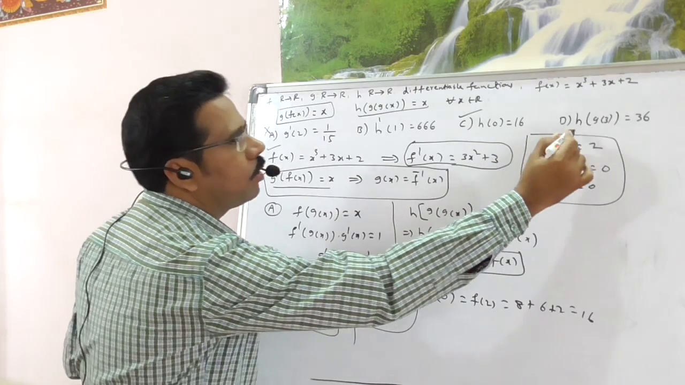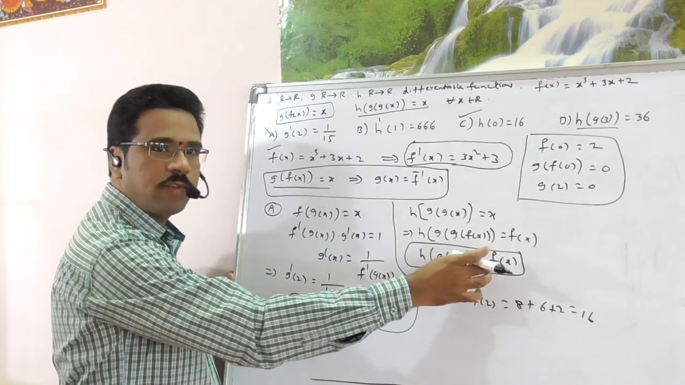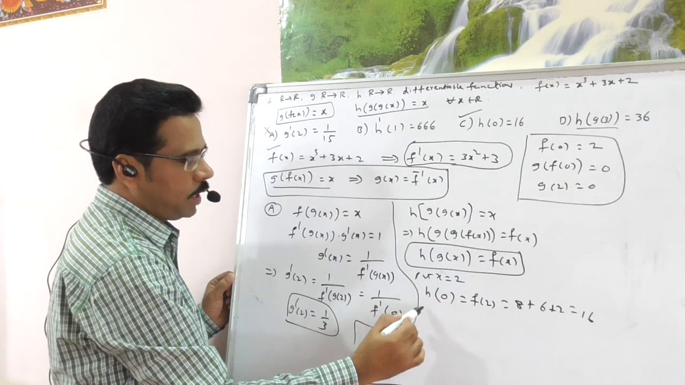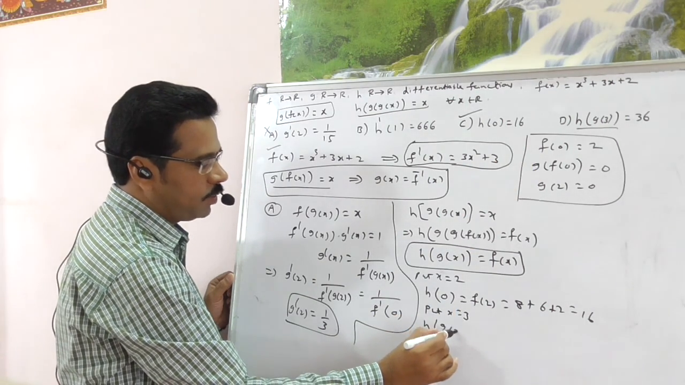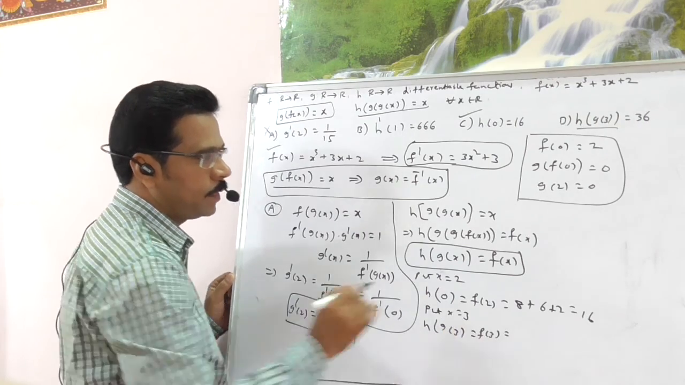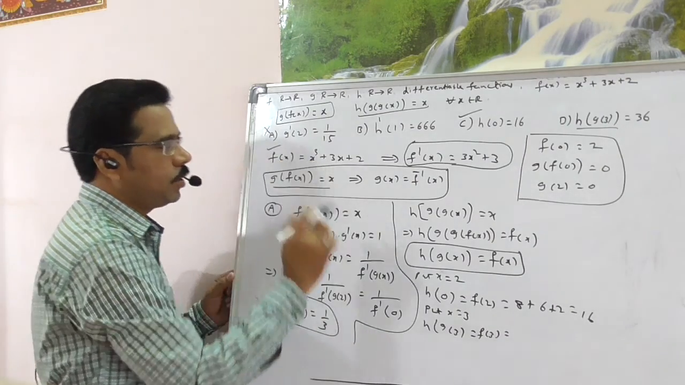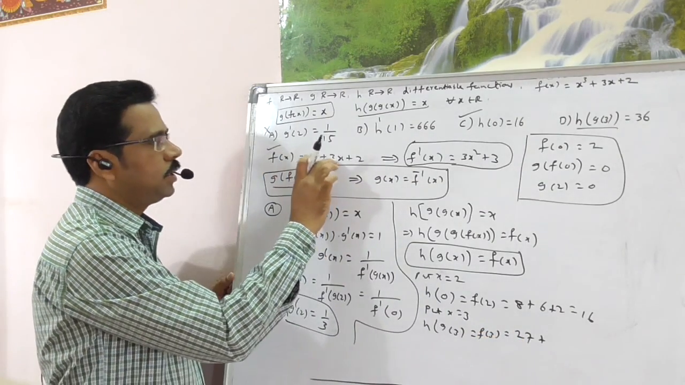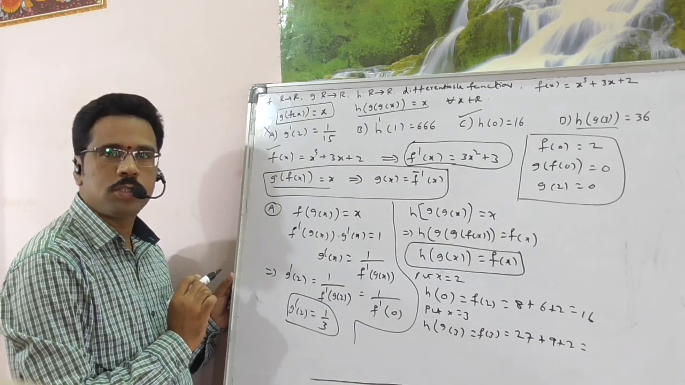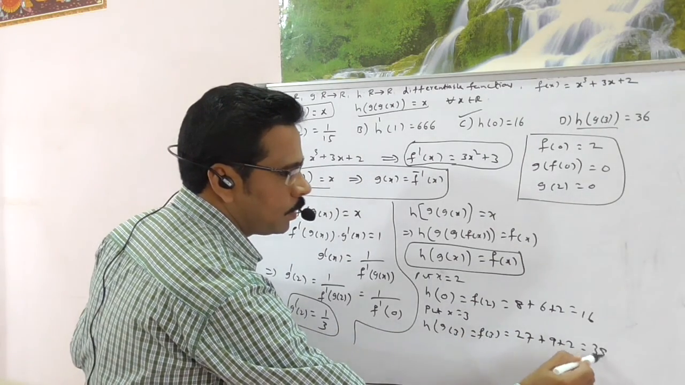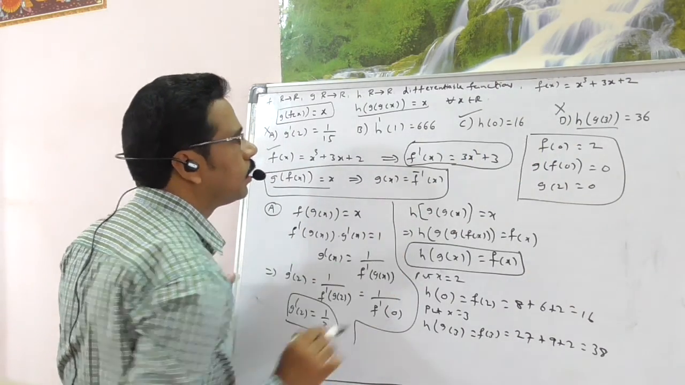Understood? Now go to the third option: h of g of 3 is equal to 36. H of g of x is equal to f of x, so we simply put x equal to 3 here. You get h of g of 3 is equal to f of 3. Now what is f of 3? In f of x, write x equal to 3: 3 cube is 27, plus 3 times 3 is 9, plus 2, that is 27 plus 9 plus 2, which is 38. But the given option D is 36, therefore D is wrong.